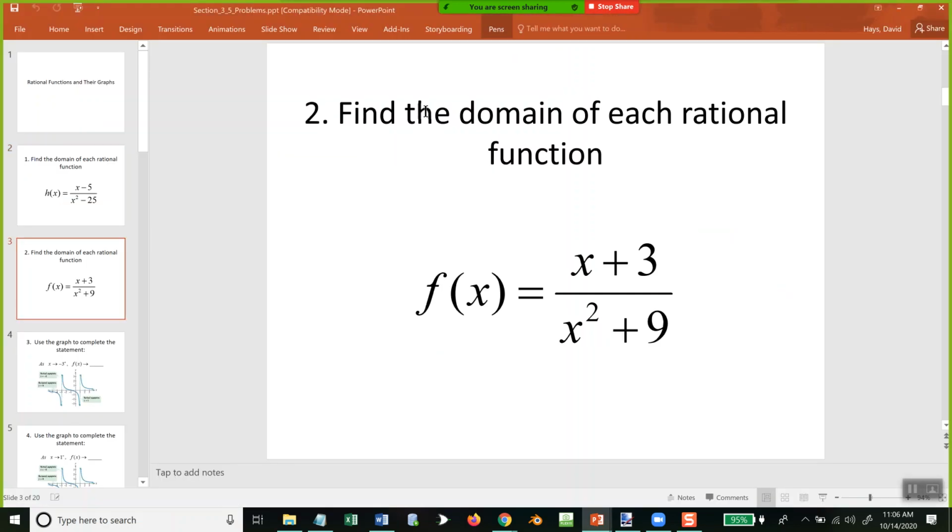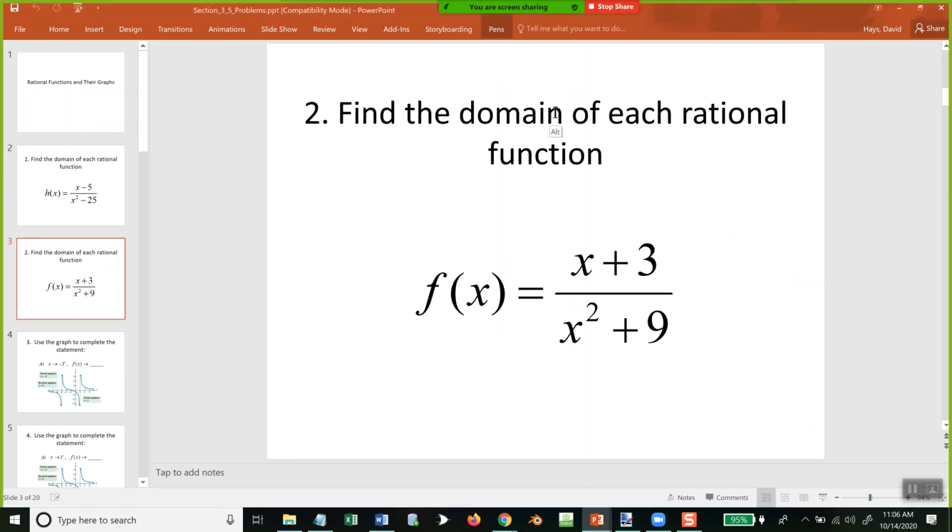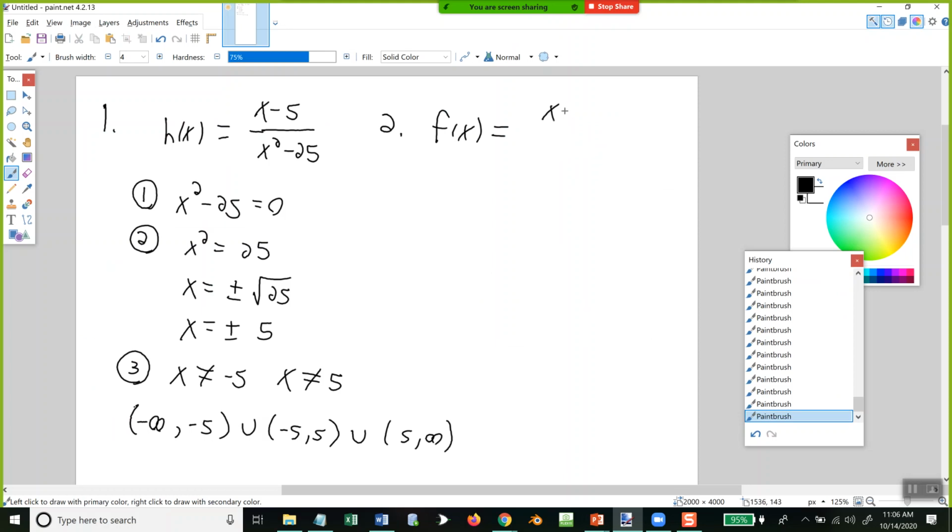Now number 2, f of x is equal to x plus 3 over x squared plus 9. And same instructions, want to find the domain. Well, first step, you set your denominator, your bottom part, equal to 0. Step 2 is solve that.